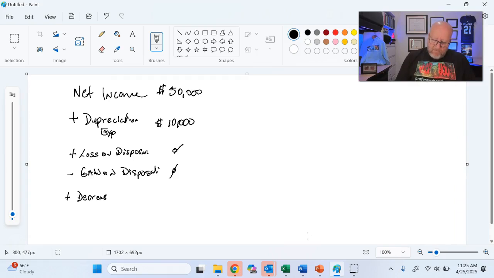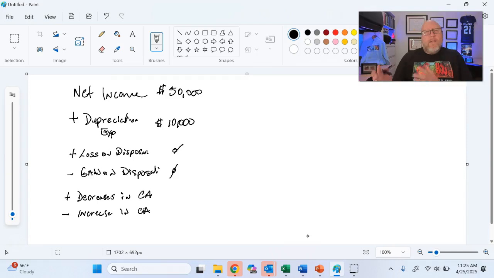Then I am going to add decreases in current assets, right? So accounts receivable, inventory, supplies. If I have a decrease from one year to the next, I would treat that as a source of cash. I am going to subtract increases in current assets. So if from one year to the next I have an increase in current assets, that is going to be a use of cash. And I'll get into why in a minute.